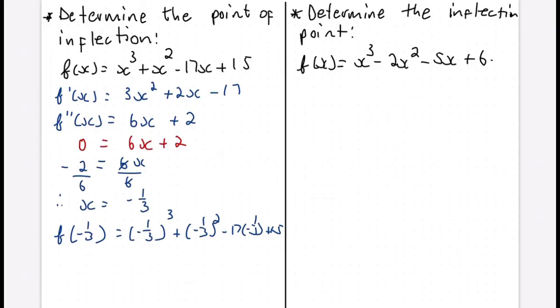So this is giving me 560 over 27, which is something like 20,74. Meaning, therefore, that the point of inflection is negative 1 over 3 and 20,74.